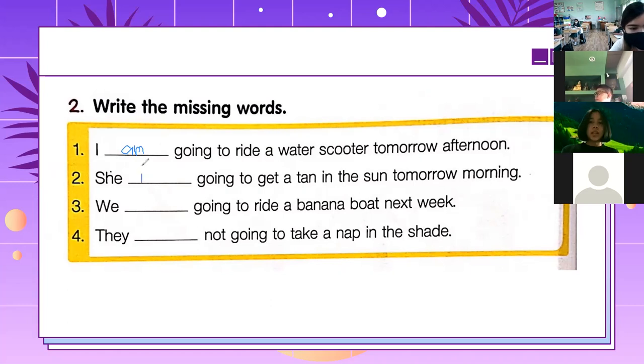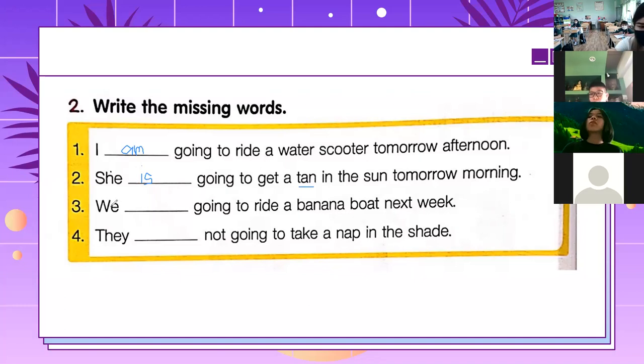She. Louder, please. She. When you say tan, you want your skin to be darker, okay? So she is going to get tan, or she wants to do sunbath tomorrow morning. So this one, T-A-N, means you want your skin to be darker, okay?